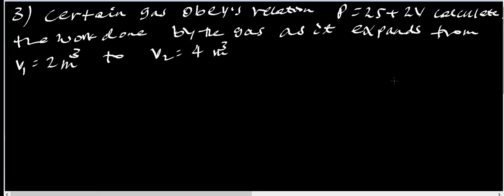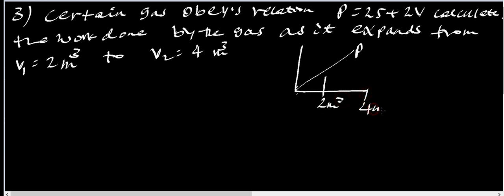Question number 3. A certain gas obeys the relation pressure is equal to 25 plus 2V. Calculate the work done by the gas as it expands from V1 of 2 meter cube to V2 of 4 meter cube. Let's say this is P. What will the work done be?